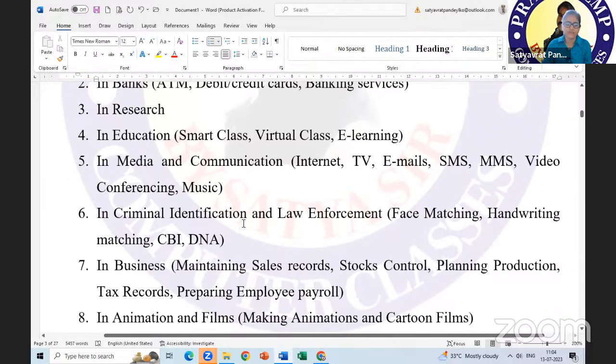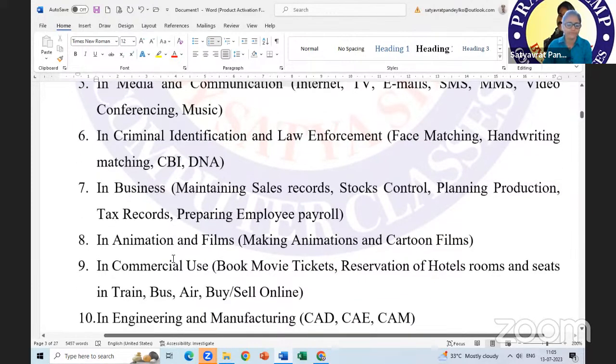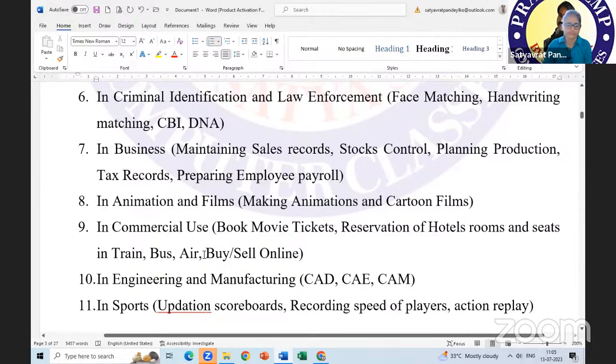Sixth, in criminal identification and law enforcement, face matching, handwriting matching, CBI, DNA. Seven, in business, maintaining sales records, stock control, planning production, tax records, preparing employee payroll. Eighth, in animation and films, making animations and cartoon films.